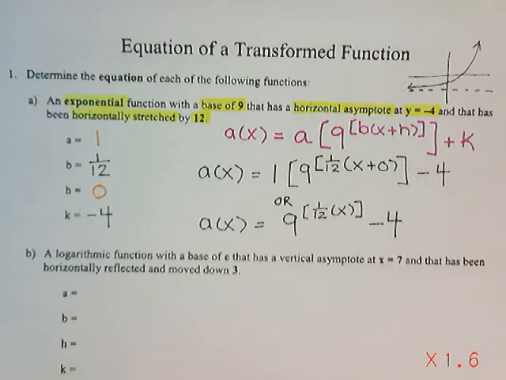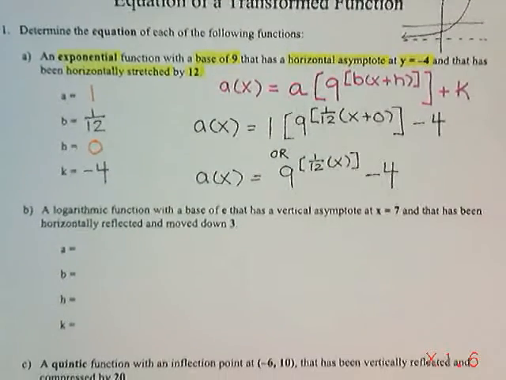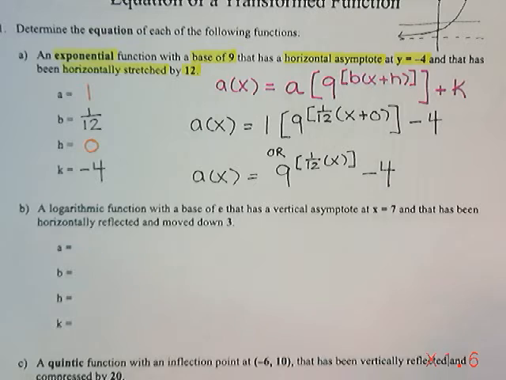All right, and that's how we would do the equation of our exponential function. I think we'll do part B, and then we'll probably start a next video. So our next question says, a logarithmic function with a base of e that has a vertical asymptote at x equals 7 and has been horizontally reflected and moved down 3.